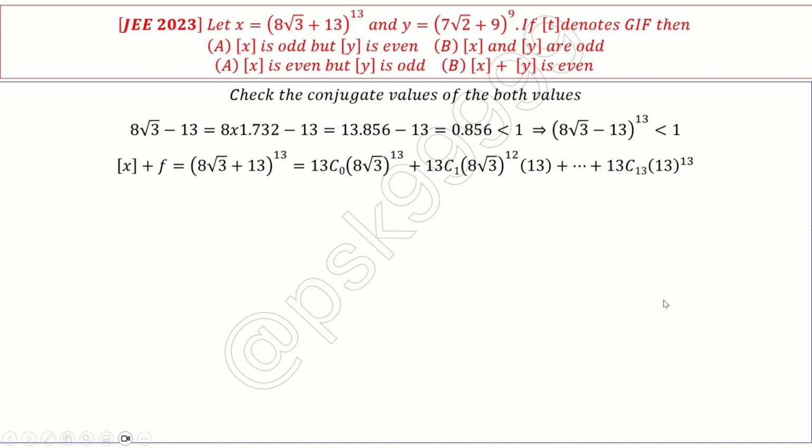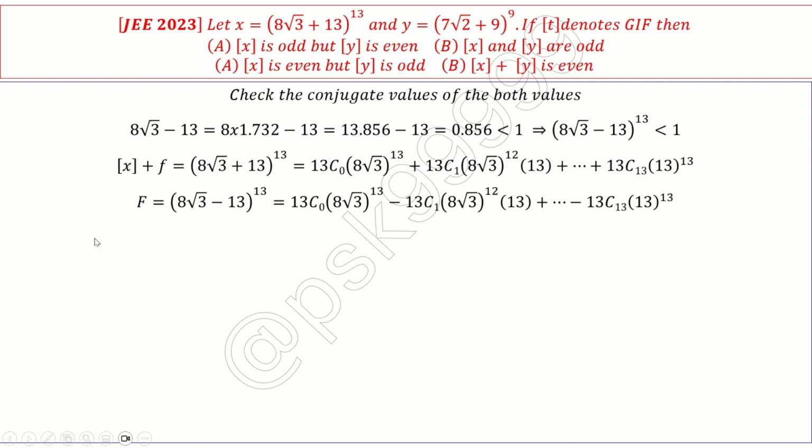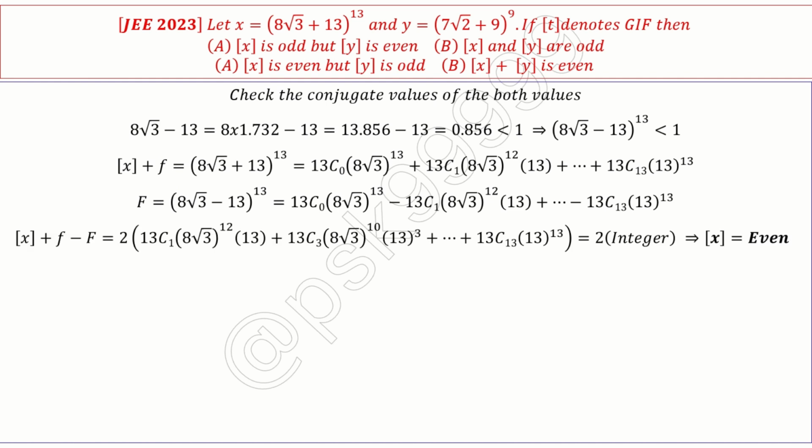Correct? Now, what is my conjugate to the power of 13, which is capital F? I will get only a fractional part, because we already know this is less than 1, so to the power of 13 it is also less than 1. So the fractional part equals (8 square root of 3 minus 13) whole to the power of 13, which is equal to 13c0 (8 square root of 3) to the power of 13 minus, and every alternate term here will be minus. Now if I subtract these two, I'll get the GIF of x plus f minus capital F, which is nothing but 2 times these values, whichever are positive here. The other values, the alternate terms, get cancelled.